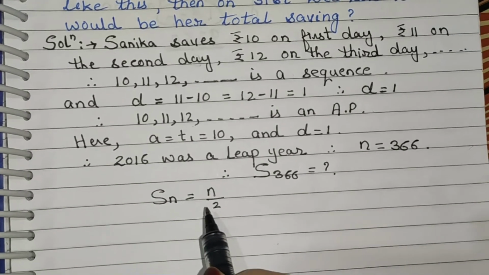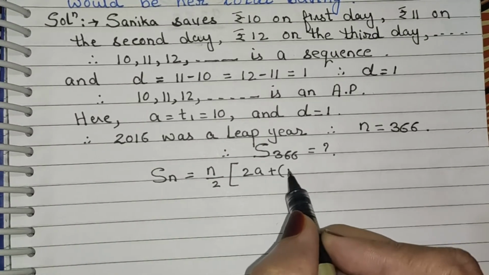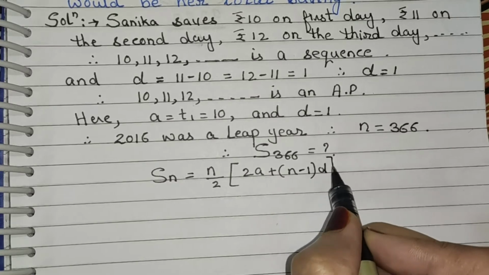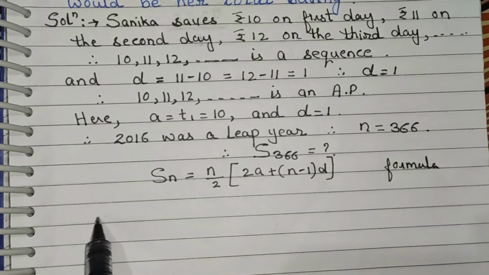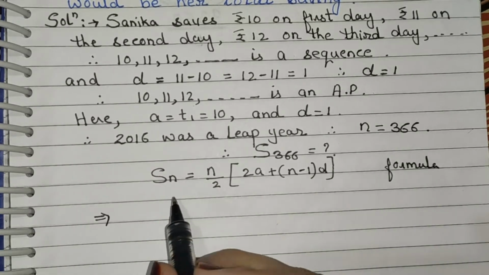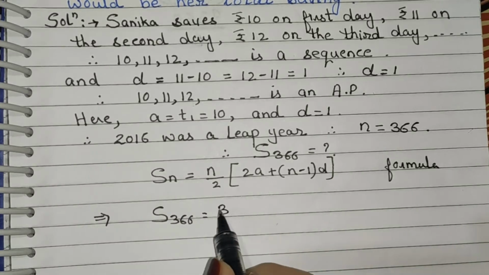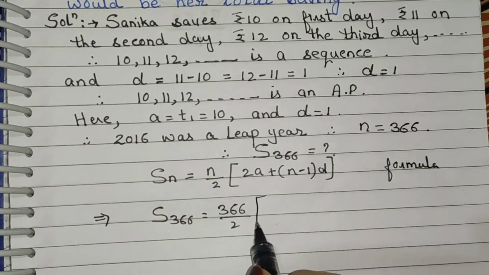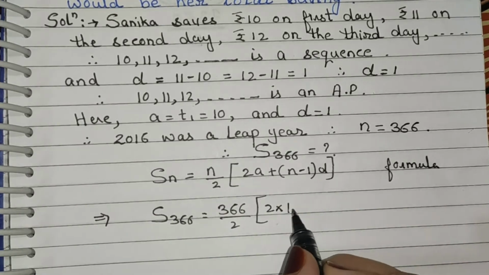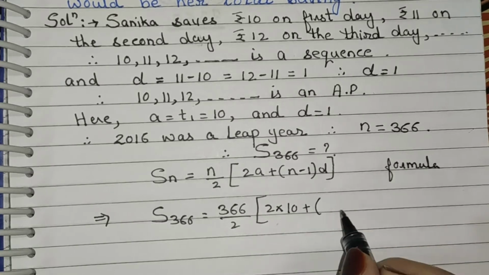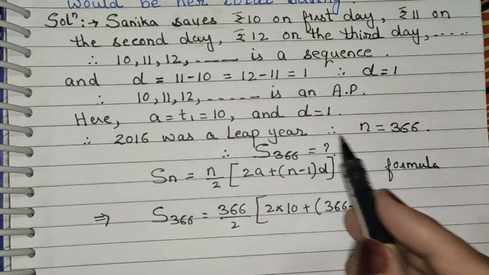Now, by using formula, write down here formula. Sn is equal to n upon 2, 2a plus n minus 1 into d. It is the formula. Now, substituting all the values, we get S366 is equal to 366 upon 2, inside the bracket 2 into a. Now the value of a is 10 plus n, 366 minus 1, into d. The value of d is 1.